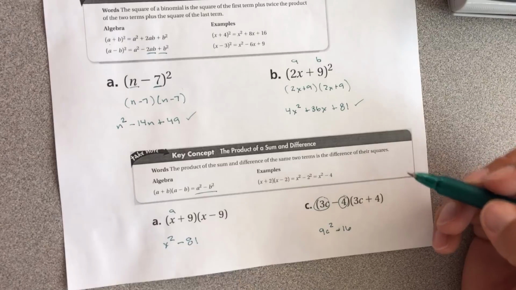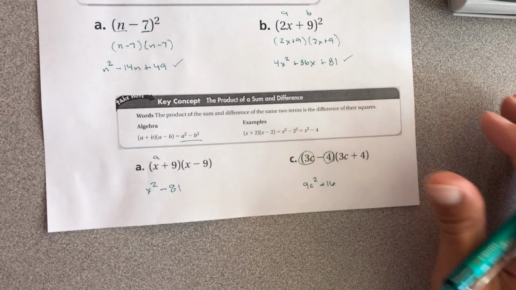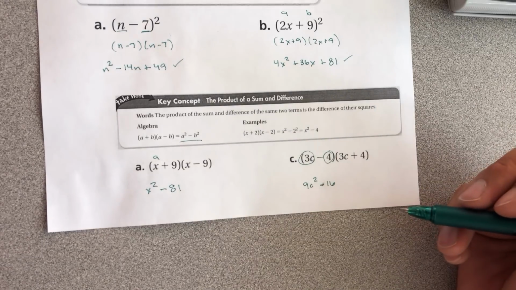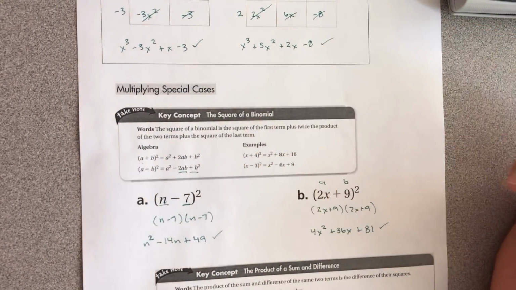Try those shortcuts if you understand how they work. We'll practice them a little bit more tomorrow when my voice is working better. But if the shortcuts are difficult, use the table. If you like FOIL better, go ahead and use the FOIL method. Good luck. Let me know how it goes.